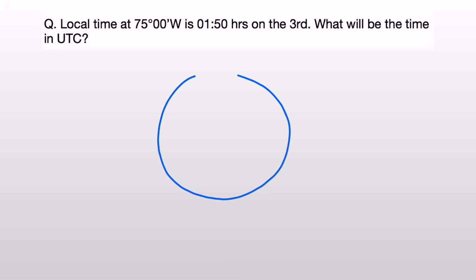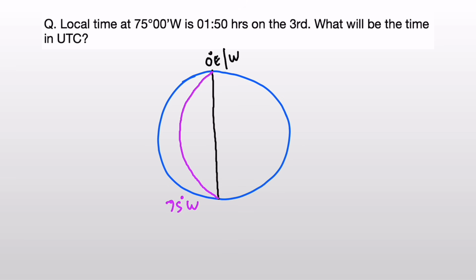Perfect. So let's draw a diagram. Let's say this is my Earth. This is the prime meridian, which is 0 degrees east-west. Now I'm given a longitude that is 75 degrees west. So west is this side. Let's say this is 75 degrees west. Now I have the time at this longitude, and I want to find the time over the prime meridian.